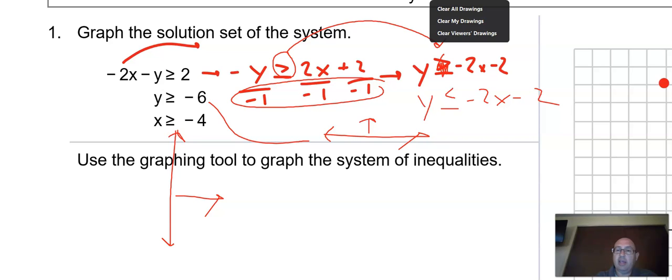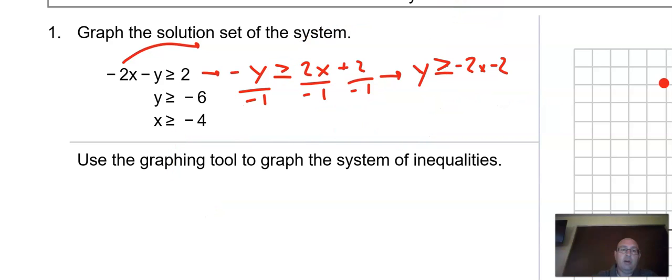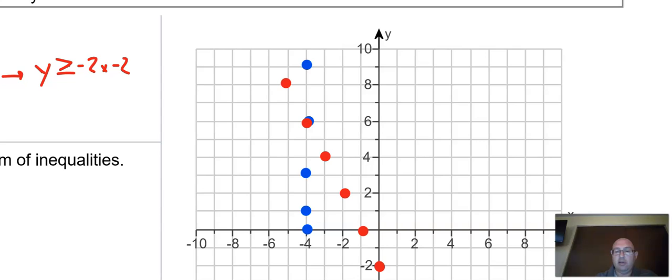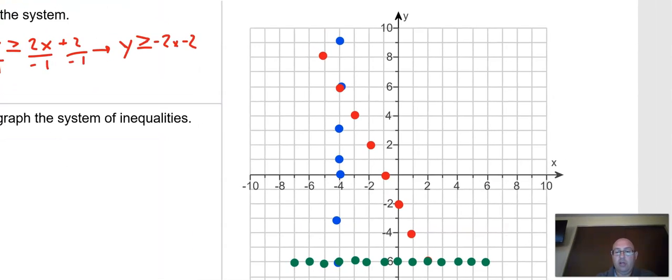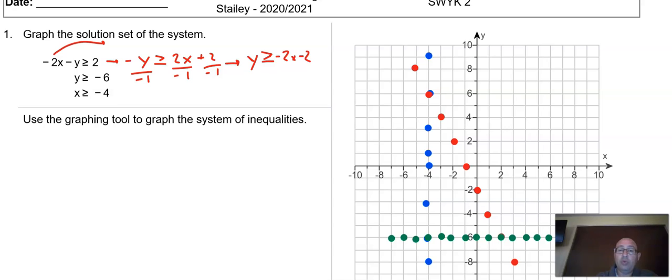So let's go over here and take a look at our picture. We've got the red one, and we said I made a mistake on that. That should be less than or equal to. And if it's less than or equal to, that's going to be a solid line going like this, and of course it's shading below. And then we've got the green one, the horizontal line, and it's going like that. It is greater than, so it's shading above.